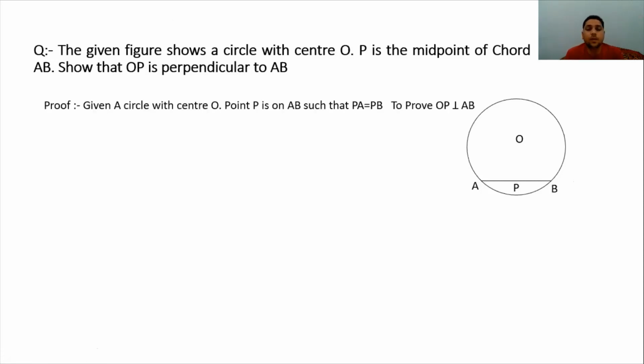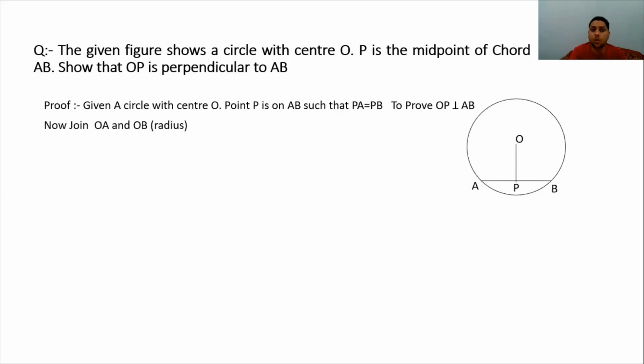Again we have a circle with center O. P is a point on AB such that PA is equal to PB. We have to prove that OP is perpendicular to AB. To prove this, we have to show that angle OPA and angle OPB are both of 90-degree measure. Now we'll proceed with some construction.